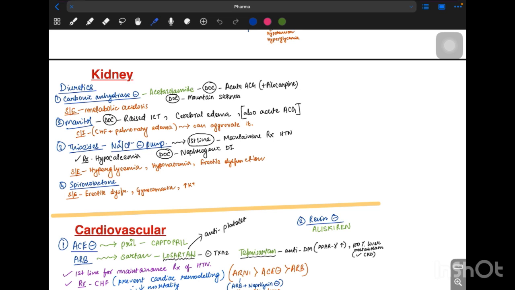Now, coming to the fourth drug of diuretics, it is spironolactone. The side effects again are erectile dysfunction and gynecomastia in males. It increases the potassium, causing hyperkalemia. So with this, the kidney topic is over.